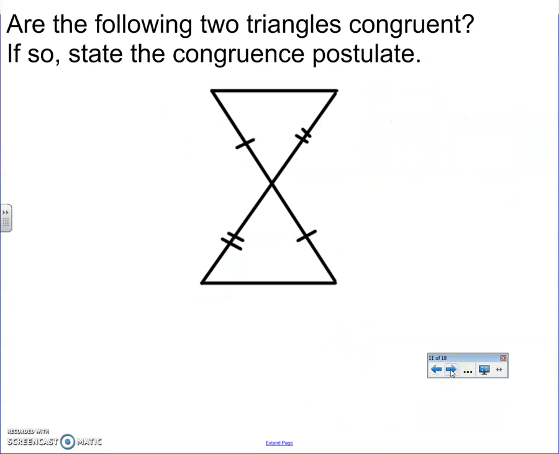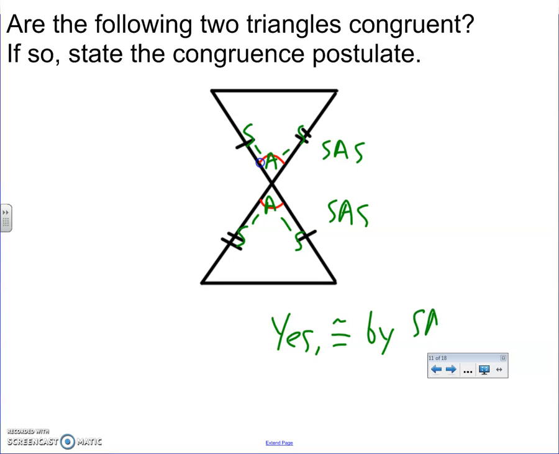All right, are the two following congruent? If so, the congruence postulate, it's the same thing. So are they touching? Yes, vertical angles. For the top, we have a side mark, an angle mark, and a side mark. If I connect that, that's SAS. For the bottom, we have a side mark, angle mark, side mark. Connect it as fast as possible, SAS. They are matching, so yes, they are congruent by SAS. All right, the angle's in the middle because it's included. It's between the 2 sides.